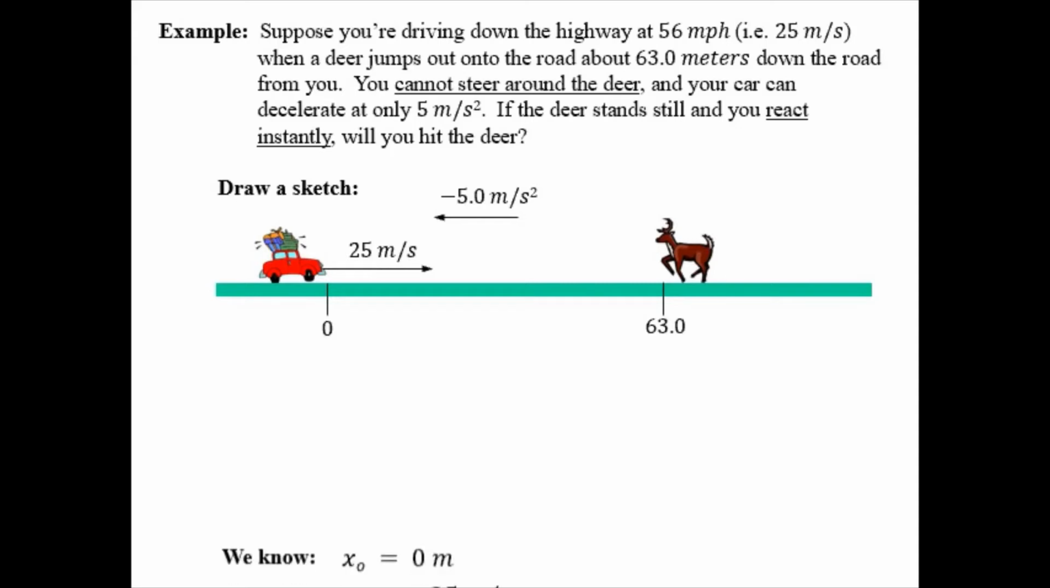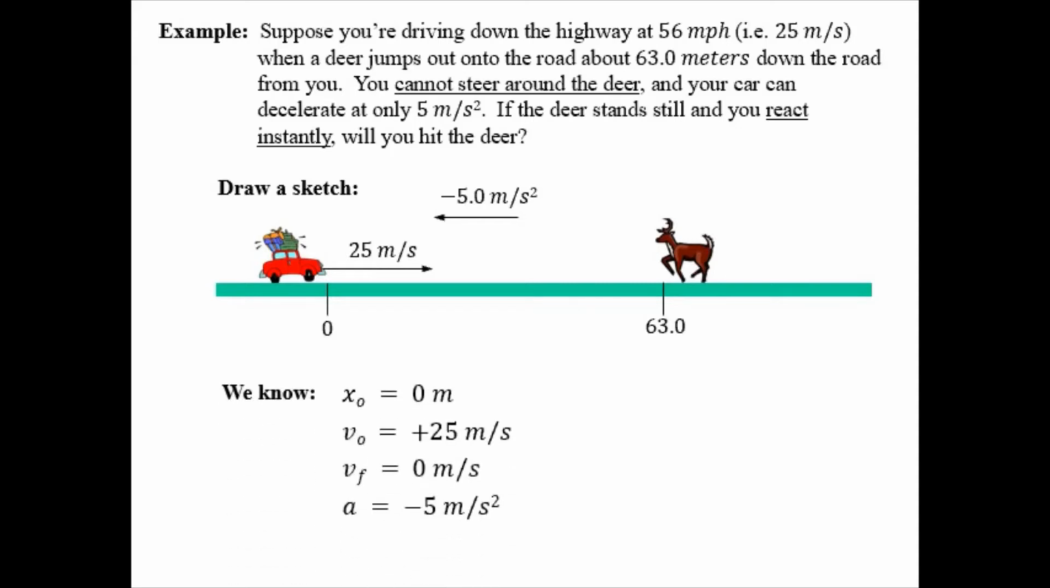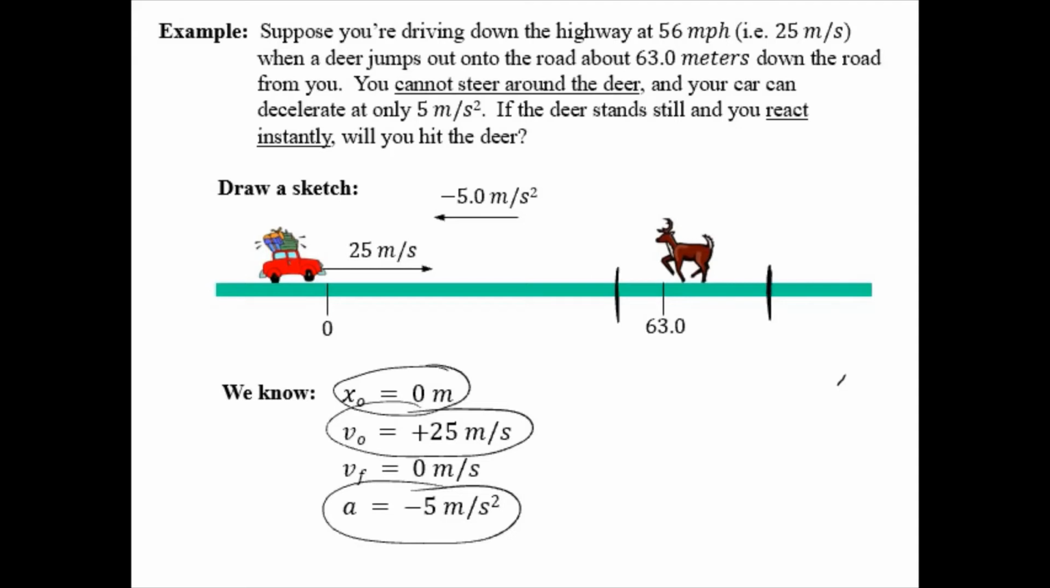At this point, then what we do is we start listing what we know. What we know is that the car starts at position 0, so x0 is 0. The original velocity of the car is 25 meters per second in the positive direction. The acceleration is minus 5 meters per second squared when we put our brakes on. And the problem reduces down to, really, are we going to hit the deer? Well, if the car ends up stopping here, we don't hit the deer. But if the car is going to not stop until here, then we hit the deer. So really the question comes down to, where is the final position of the car?